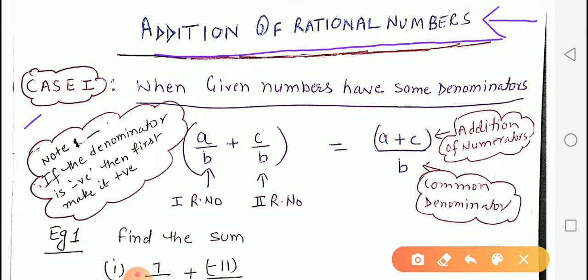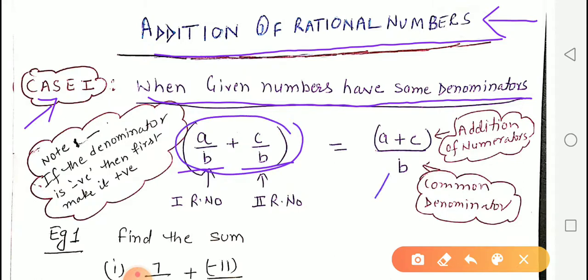In this, case 1 is when the given numbers have the same denominators. Like this, a upon b is one rational number and c upon b is the second rational number. If we add these two, we write the common denominator, and in the numerator we add both numerators, that is a and c. This is the rule. Now let us do some examples.